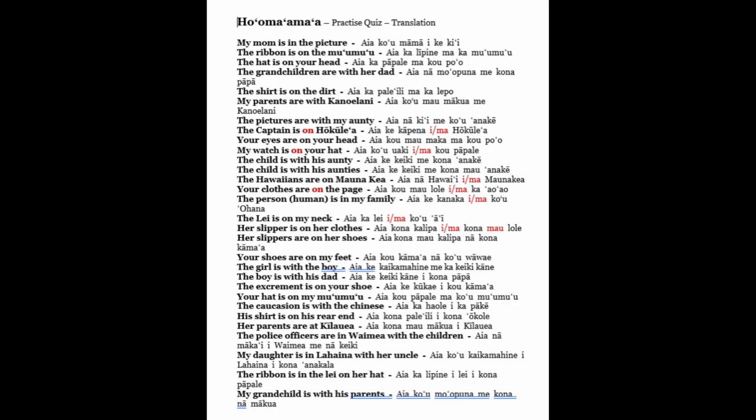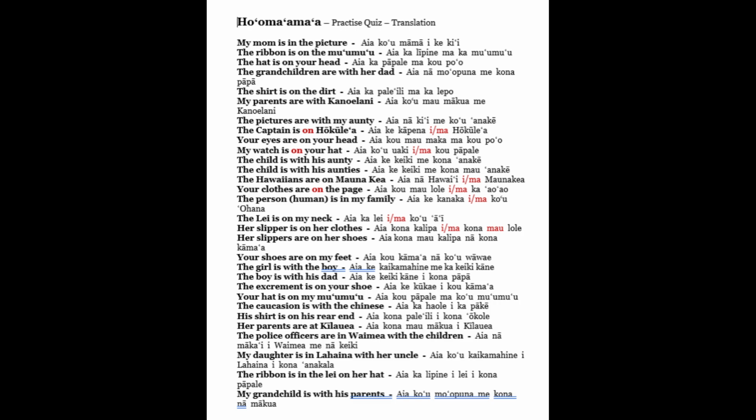The lei is on my neck. Ia ka lei. You can use i or ma, ko ai. The lei is on my neck. Ai meaning neck. Ko'u with the okina separating the two vowels o and u, that represents my in the Hawaiian language. If it didn't have the okina, kou, K-O-U, that would be your. Okay.